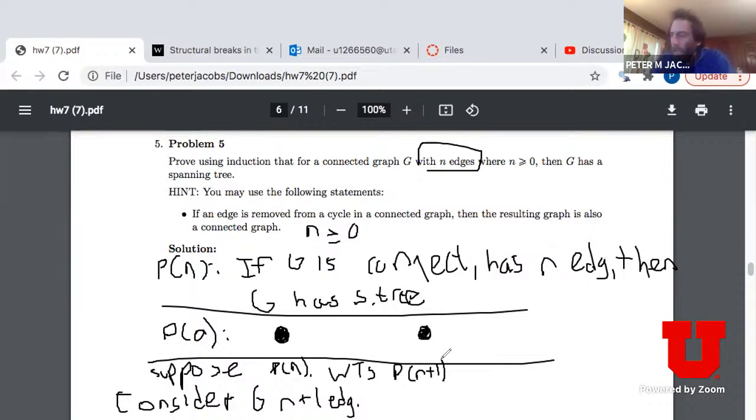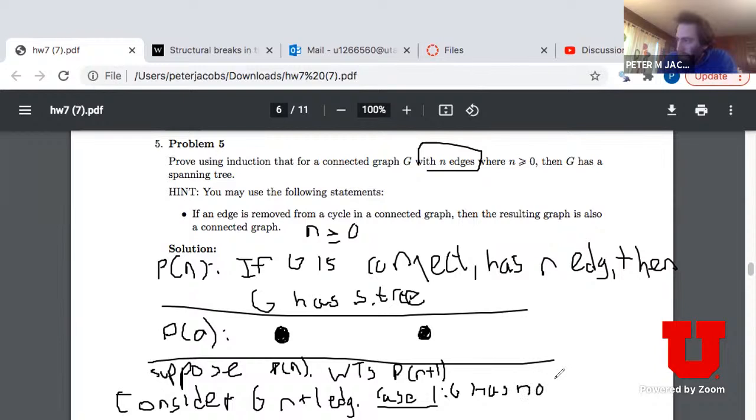So we're given a hint. It says if an edge is removed from a cycle in a connected graph, the resulting graph is also a connected graph. Well, we want to use that hint, but our graph may not have a cycle. If we don't have a cycle, we're not going to be able to use that hint. So we must handle the case of not having any cycles differently. And so let's write out a case 1. Case 1 is that G has no cycle.